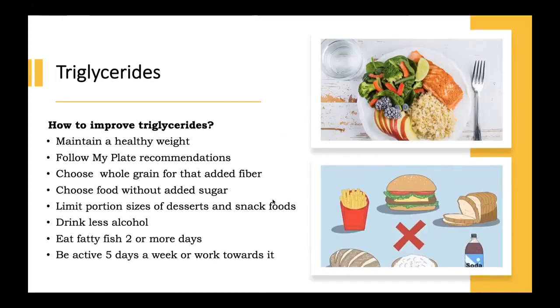So triglycerides, another type of fat found in your blood. When you eat, your body converts any calories it doesn't need to use right away into triglycerides. So the triglycerides are stored in your fat cells. Later, hormones release triglycerides for energy between meals. If you regularly eat more calories than you burn, particularly from high carbohydrate foods, you may have high triglycerides.